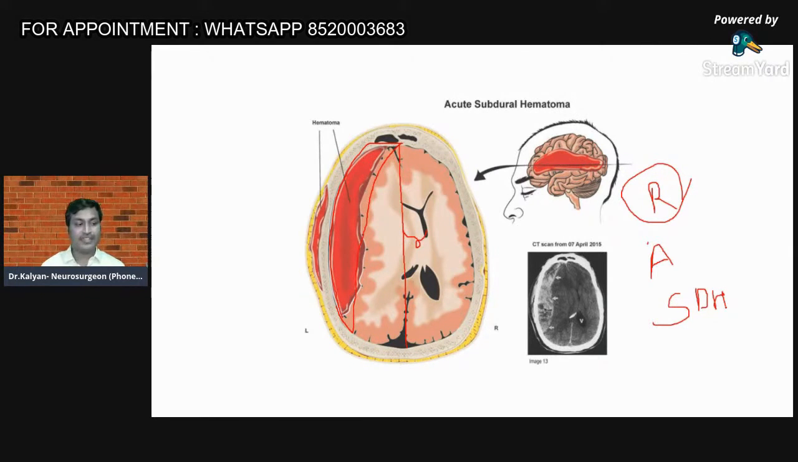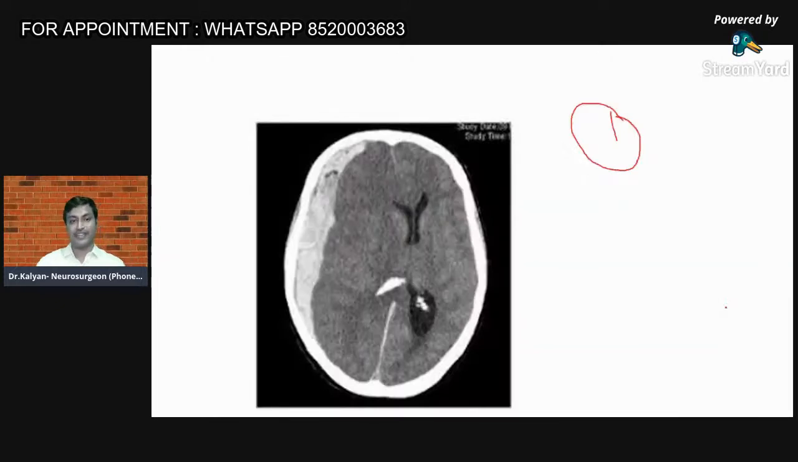So whenever you are telling a diagnosis, that should contain all the four. Side of the bleed, is the bleed acute or chronic? Anything which is hyperdense is an acute bleed, which is hypodense is a chronic bleed. Is it a subdural hematoma, extradural hematoma, or a subarachnoid bleed, or an intracerebral bleed? And the fourth one which you have to tell is, is there midline shift or not? So let us come to the first one. So what is the diagnosis?